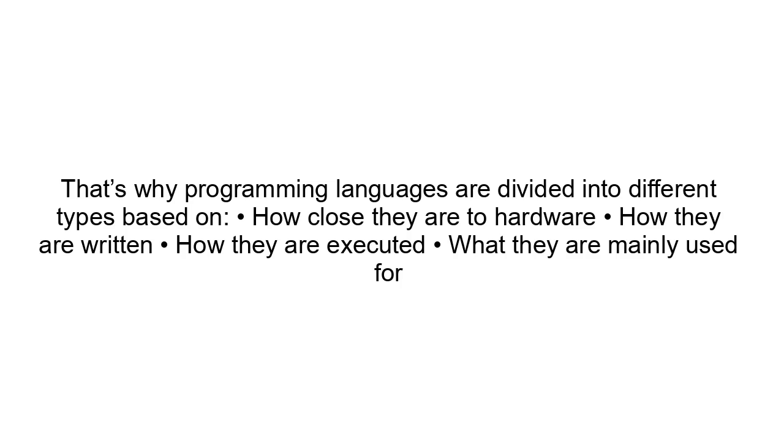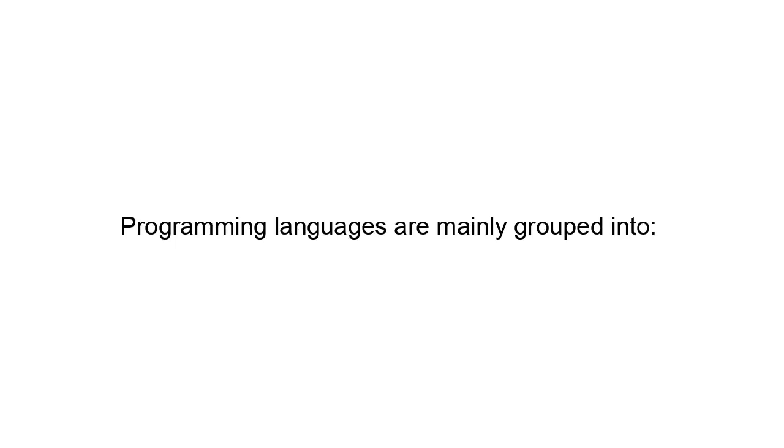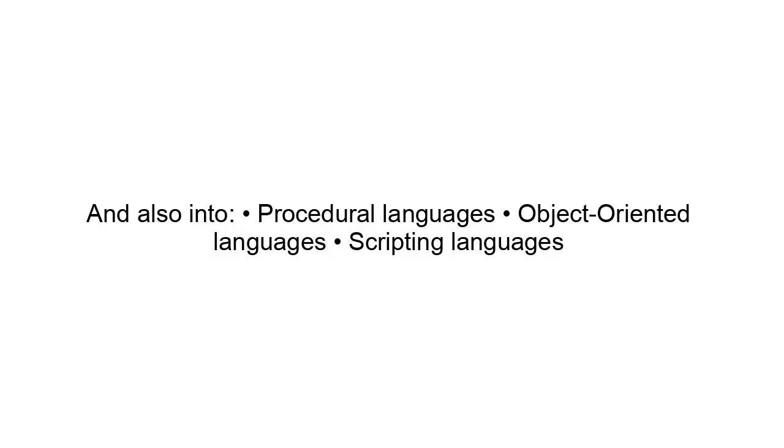Main types of programming languages. Programming languages are mainly grouped into low-level languages, high-level languages, and also into procedural languages, object-oriented languages, scripting languages.